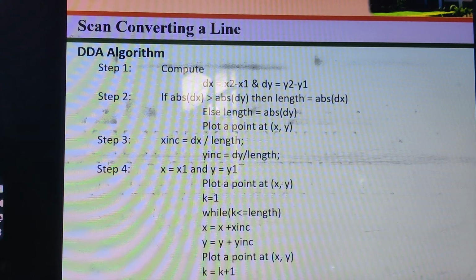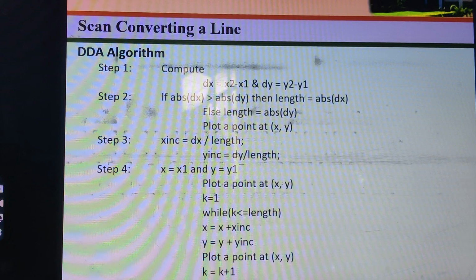In the next step, we initialize x equals x1 and y equals y1. Now we have to plot the value x and y. Now this particular process we have to repeat: k equals 1 while k is less than or equal to length. Again, for the next point we calculate x equals x plus x increment, y equals y plus y increment. Then we again plot that point x and y.